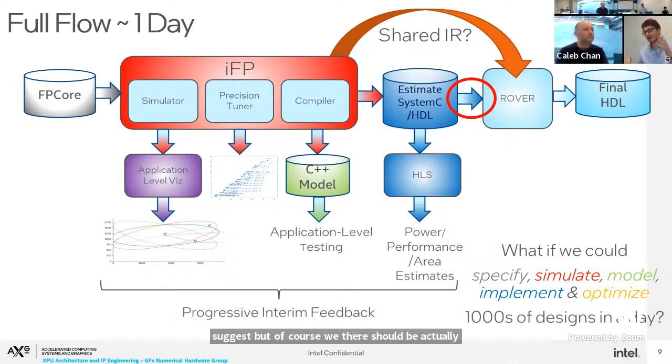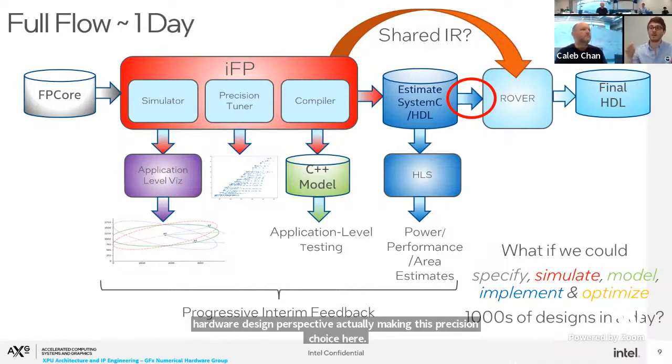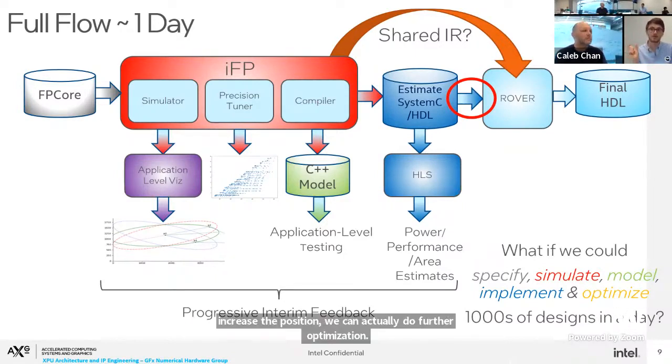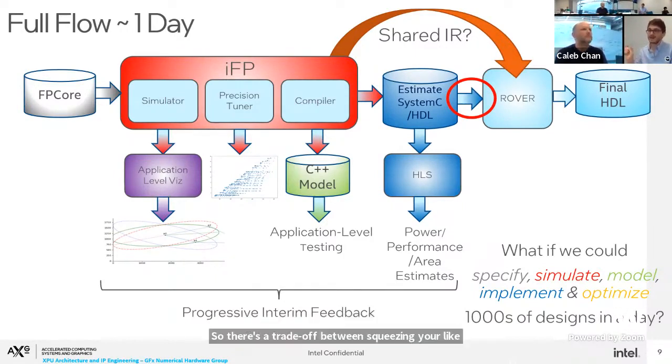If you want to go all the way back, actually the hardware, really this is a one-way line, but we should have these backward arrows telling us, from the hardware design perspective, actually making this precision choice here prevented us from doing optimization X, Y, Z. Maybe if we increase the precision, we can actually do further optimization. So there's a trade-off between squeezing your bit width down as much as you possibly can, and actually then preventing your compiler down the line doing a load of stuff. Yeah. But because we've got this full flow, we can have that backward arrow.